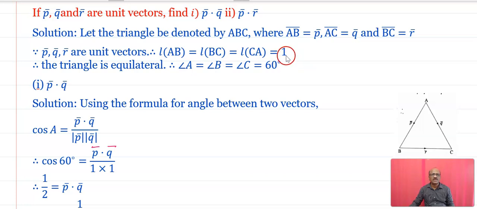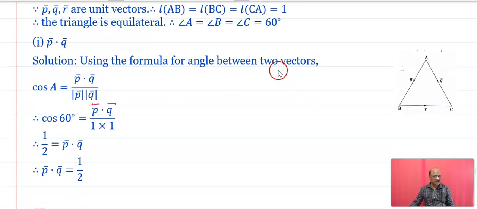That's equal to 1. The triangle is equilateral, and that's why angle A is equal to angle B is equal to angle C is equal to 60. First we find P bar dot Q bar using the formula for the angle between the vectors. That's the cos of A. Cos of A is equal to P bar dot Q bar upon their magnitudes. Therefore cos 60 is equal to P bar dot Q bar upon 1 into 1. And cos 60 is 1 upon 2. Therefore P bar dot Q bar is equal to 1 upon 2.